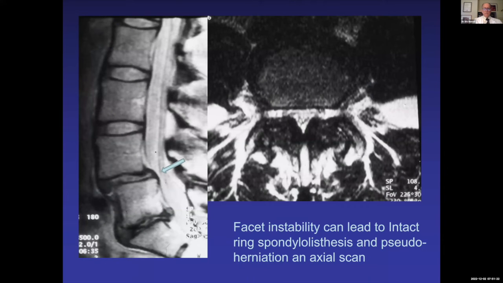We talked about severe facet disease and instability leading to spondylolisthesis. Here's a slip at L4-5. Notice that when the vertebra slips forward on the subadjacent vertebra, if you get an axial image through this level and you don't see the vertebra, it may look like the disc is bulging or herniated at that level.